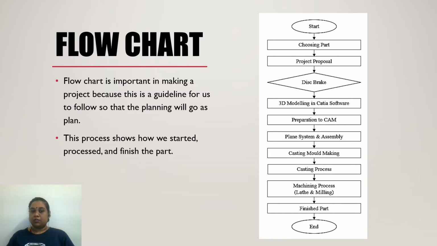This process shows how we started a process and finished the part. First, we choose the part, then we propose to our supervisor, and the part we chose is disc brake. Then, after choosing the part, we started to do 3D modeling in CATIA, then prepare for machining process, then clean system and assemble all the machining process.